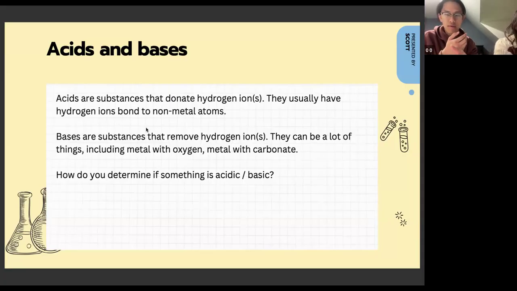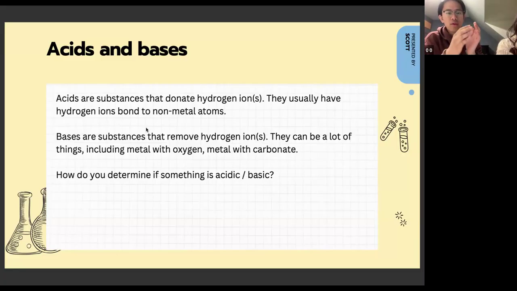the hydrogen ion. And then there's also things like nitric acid and sulfuric acid, which all follow this same pattern. Those are some of the common acids that you will encounter. Bases are substances that remove hydrogen ions from a solution. They can be a lot of things, bases are a lot more complex than acids, but generally they contain metals with oxygen, metals with carbonate.